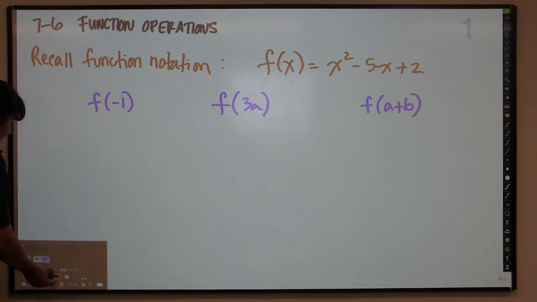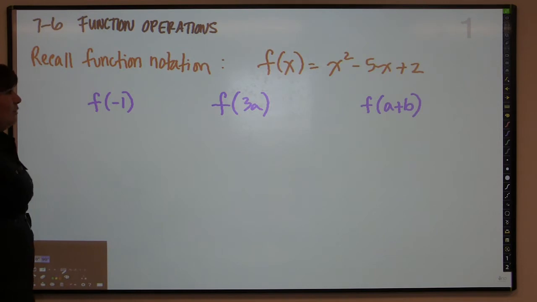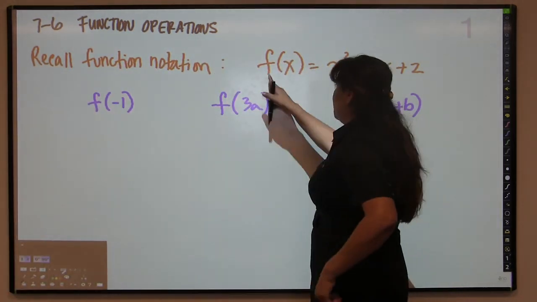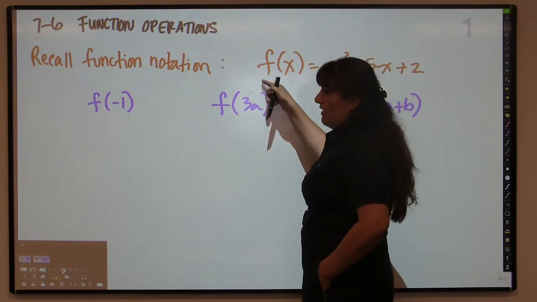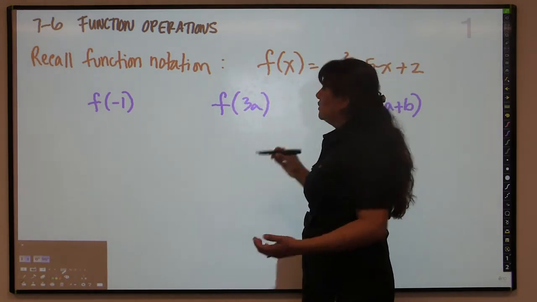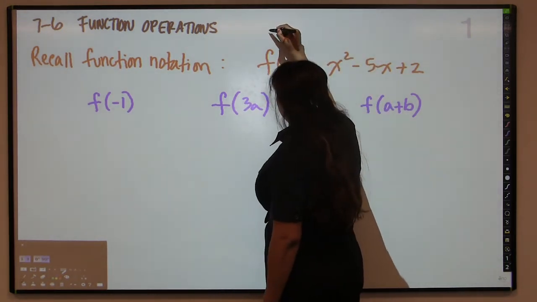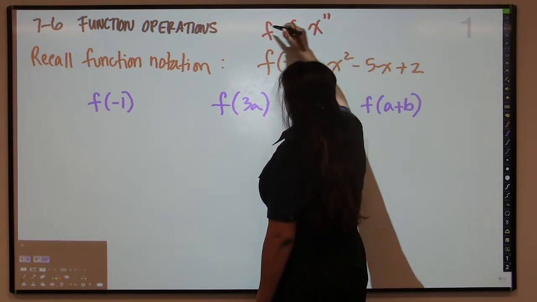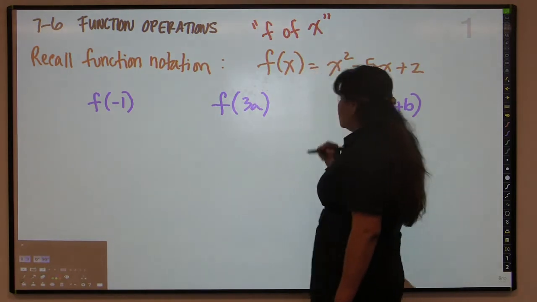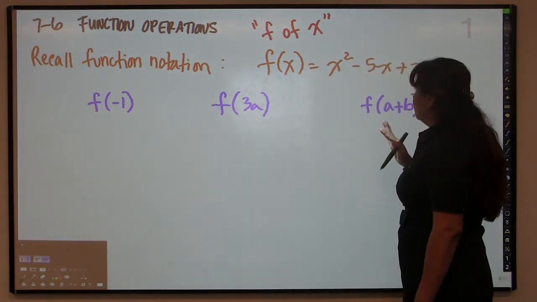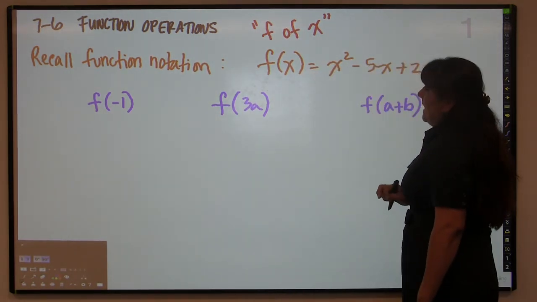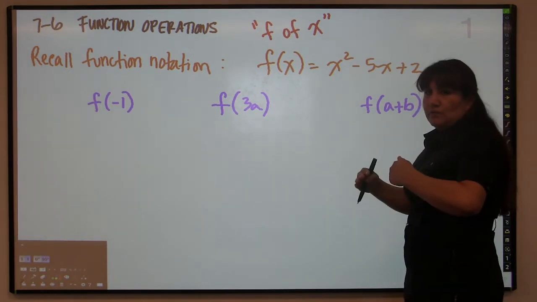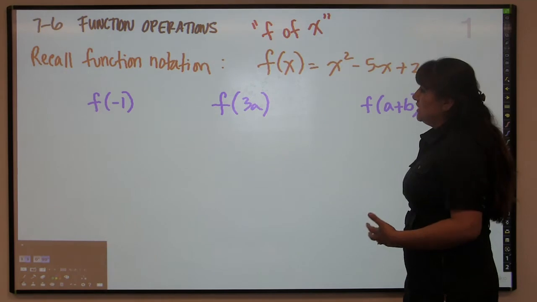You will remember that we have this notation, the f of x. Now of course, we can put g of x, p of x, r of x. F is just the name of the function. When you read this, you say f of x. It's not f times x or anything like that. So what I have here is a function. This is a quadratic function. And I have three different examples just to get you to recall what function notation looked like.